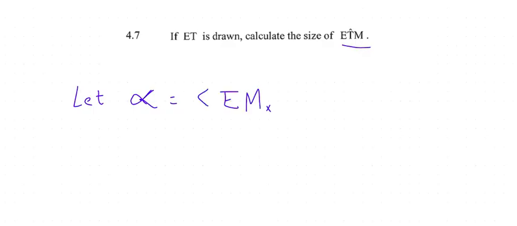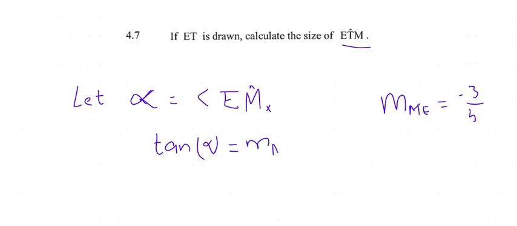Okay, so alpha is the angle of inclination of ME. We know that the gradient of ME is minus 3 by 4. So tan alpha equals the gradient of ME, which equals minus 3 by 4. Since the gradient of ME is negative and E is in the second quadrant relative to M, alpha is an obtuse angle. Alright?